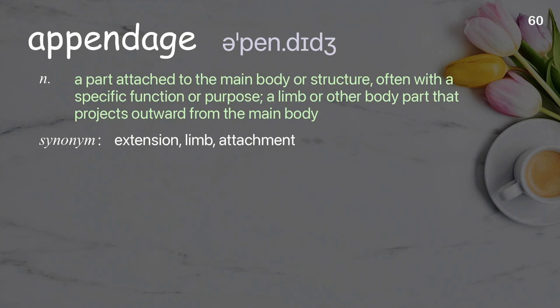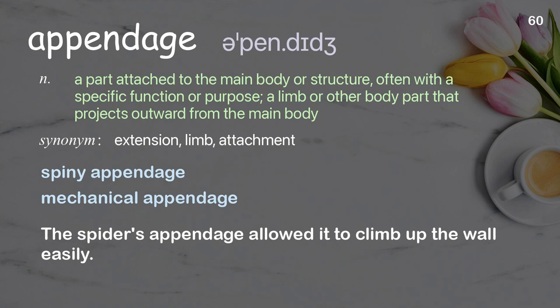Appendage. A part attached to the main body or structure, often with a specific function or purpose, a limb or other body part that projects outward from the main body. Examples: spiny appendage, mechanical appendage. The spider's appendage allowed it to climb up the wall easily.